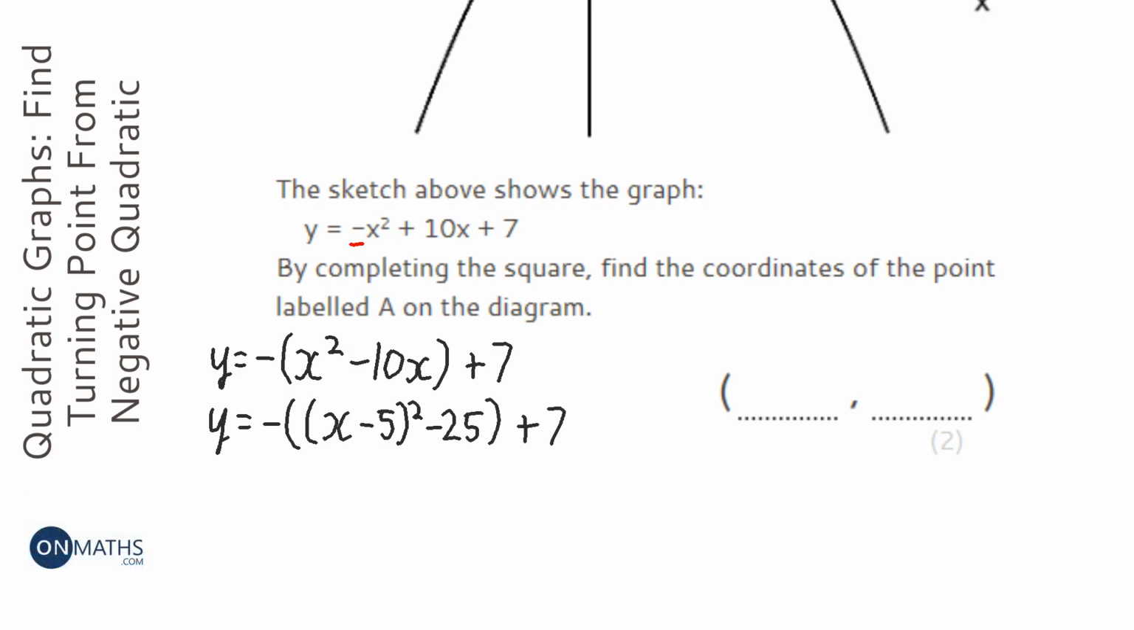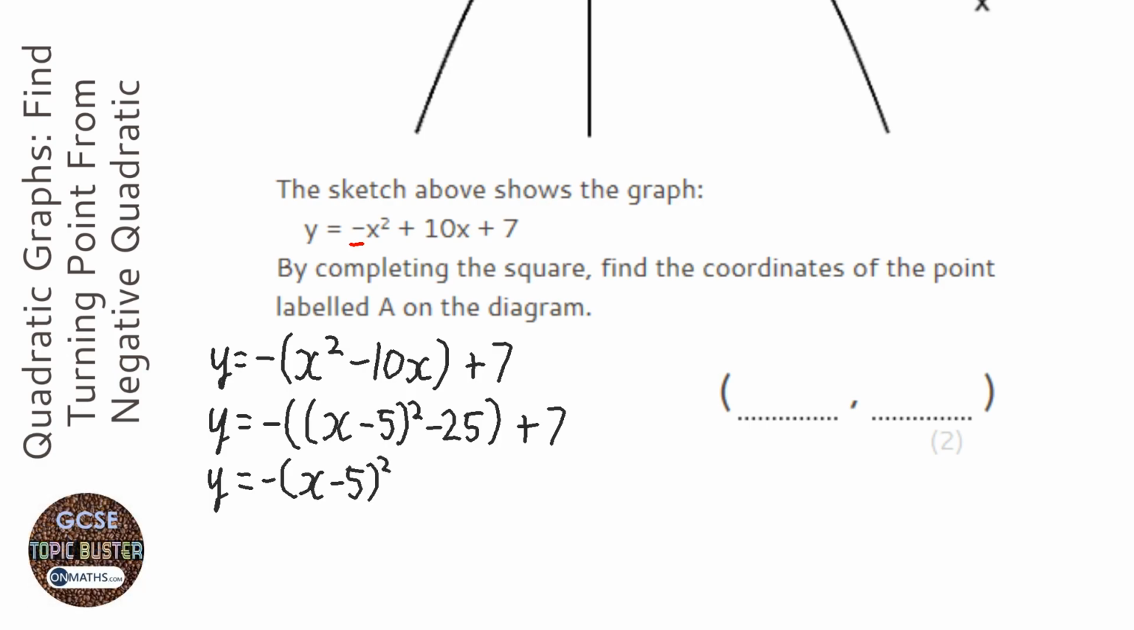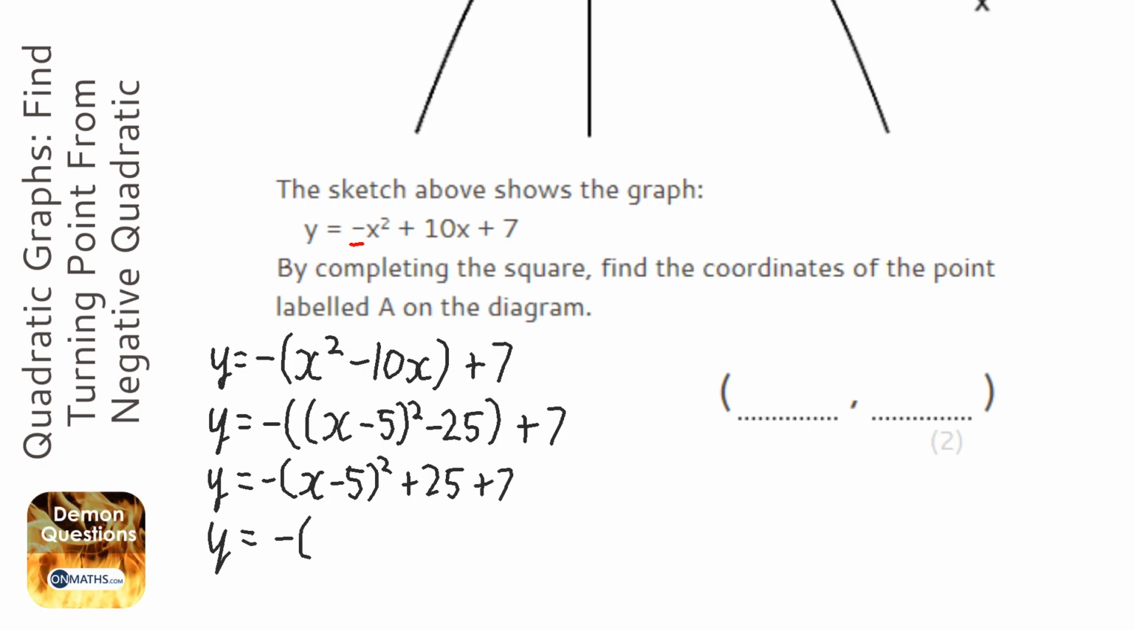Okay, so we're going to remove that minus 25 now from the bracket. So we're just going to have the x minus 5 squared inside that kind of minus bracket. Now when we do that, it becomes a plus 25 because it's multiplied by the minus 1 effectively outside the bracket, so it makes it positive, then plus 7. So we've got minus x minus 5 squared, and then 25 plus 7, which is 32.